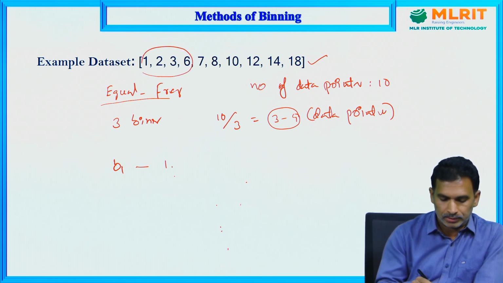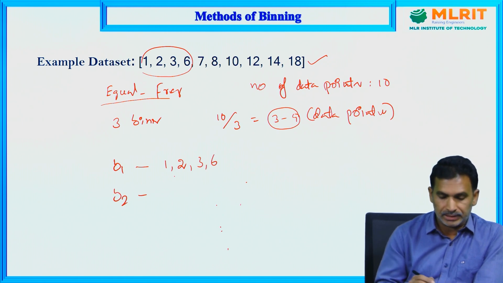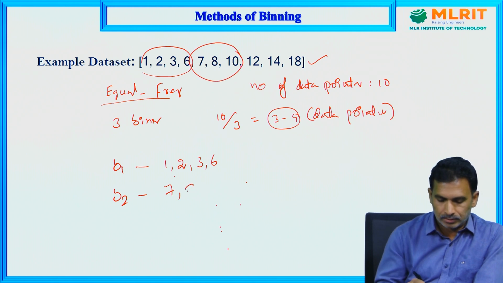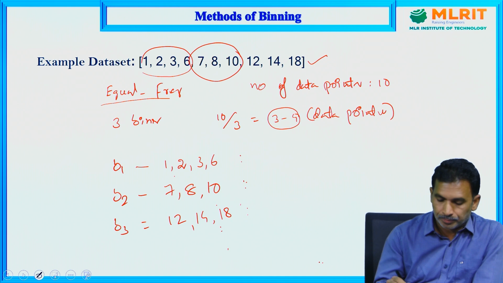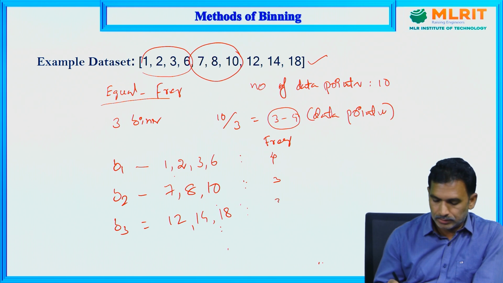So then 1, 2, 3, 6 for bin 1, and for the second bin, B2, let us take 3 data points. Then the remaining 3: 7, 8, 10, and then B3, the third bin, is going to have 12, 14, 18. Then the frequency of each bin would be calculated. In this case, bin 1 has 4 data points and the others have 3 data points.